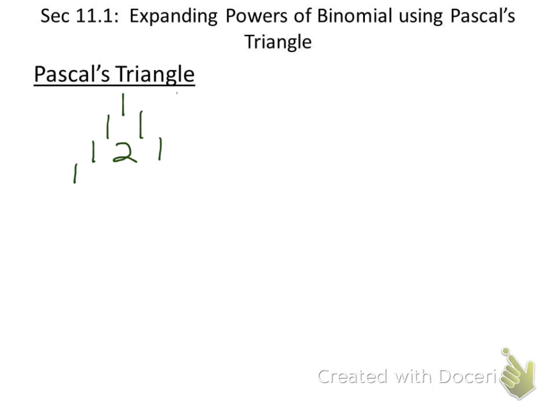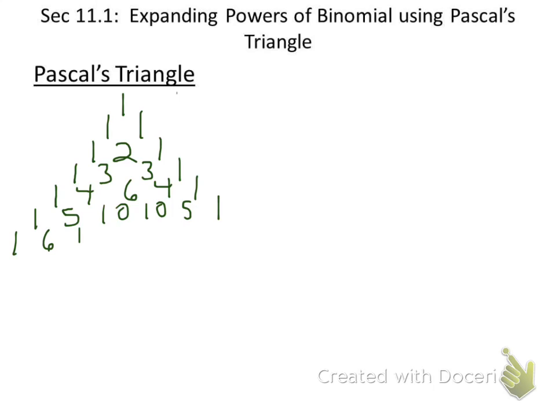So we go again, we get 1, 3, 3, 1, where the 3 is the 1 plus 2 or the 2 plus 1. Moving down we get 1, 4, 6, 4, 1, 1, 5, 10, 10, 5, 1, 1, 6, 15, 20, 15, 6, 1. We'll go one more row, we get 1, 7, 21, 35, 35, 21, 7, 1.